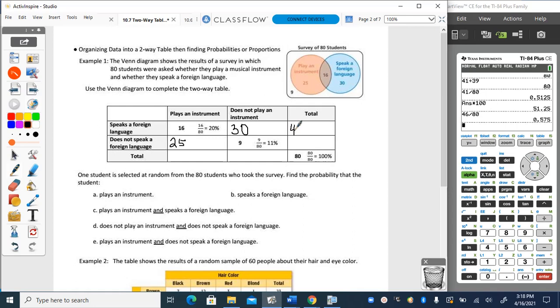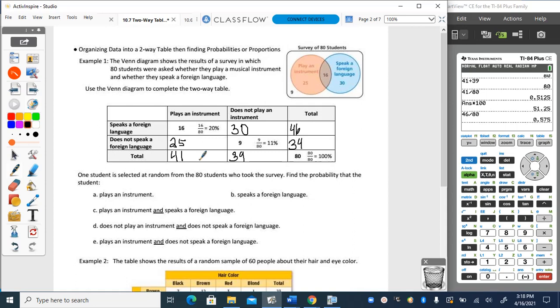That's 46. All right, now we want does not speak a foreign language. Now we want the total of students who don't speak a foreign language. So that would be 25 plus 9. So what's 25 plus 9? 34. And now I want the total of students who just play an instrument. So that'd be 16 plus 25, which would get you 41. And now we want students that do not play an instrument, the total of them. So that'd be 30 plus 9, which gets you 39.